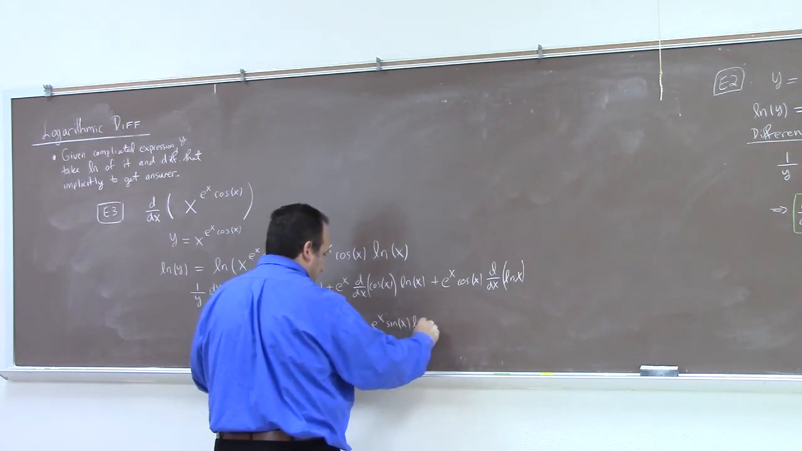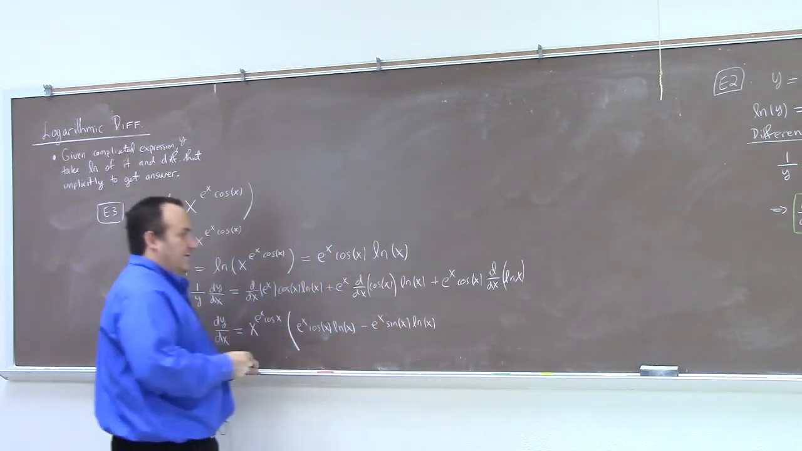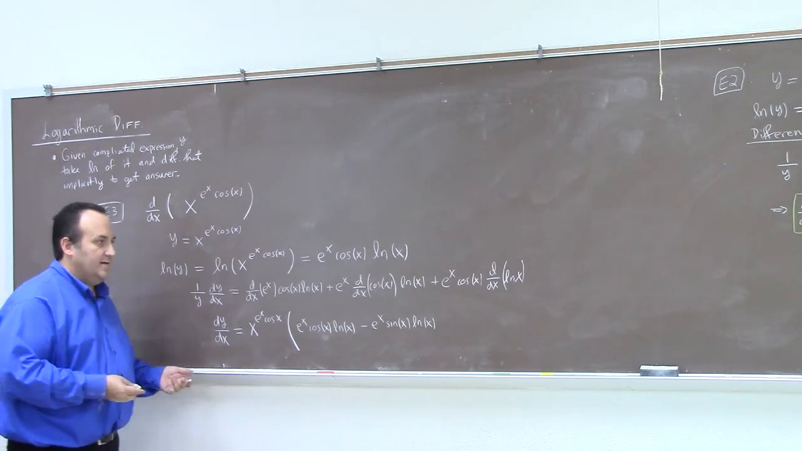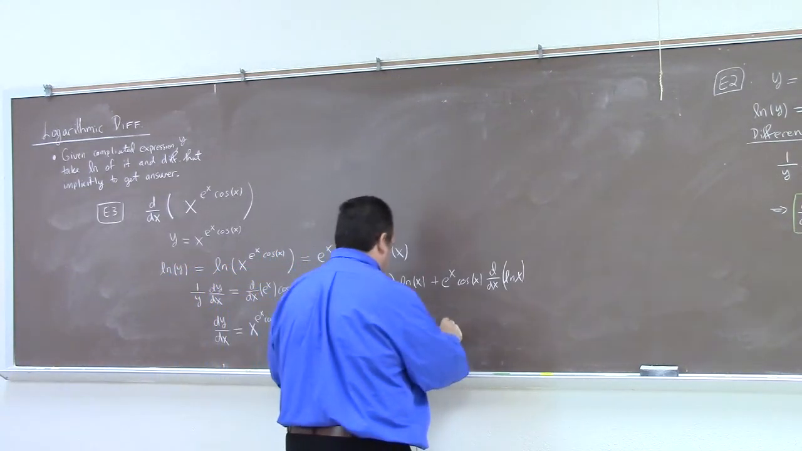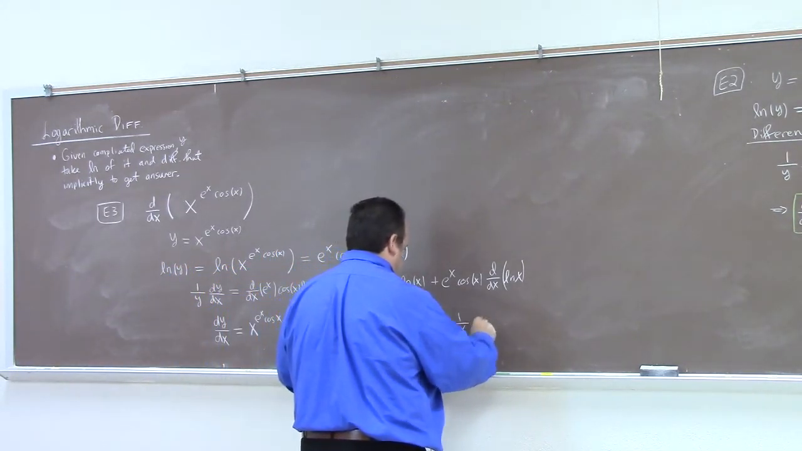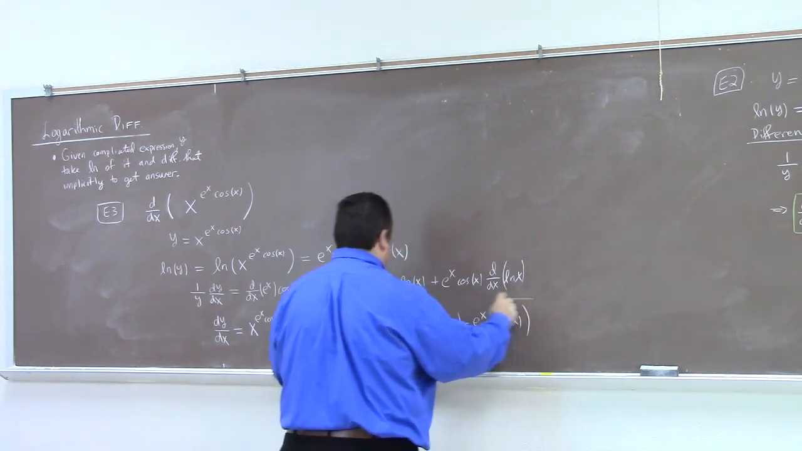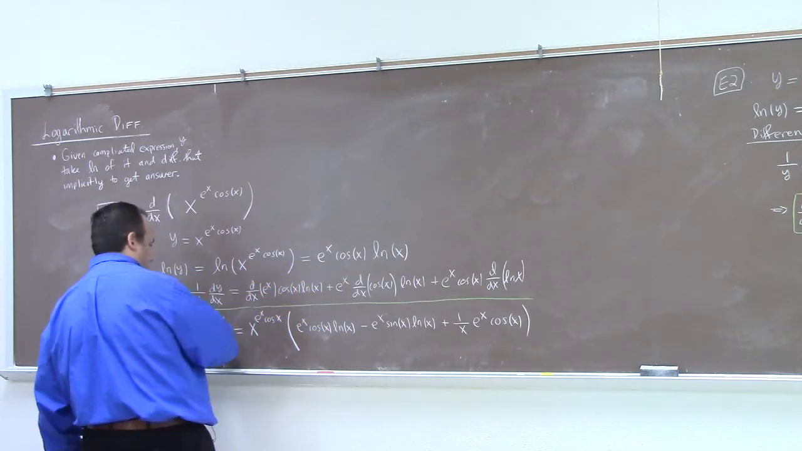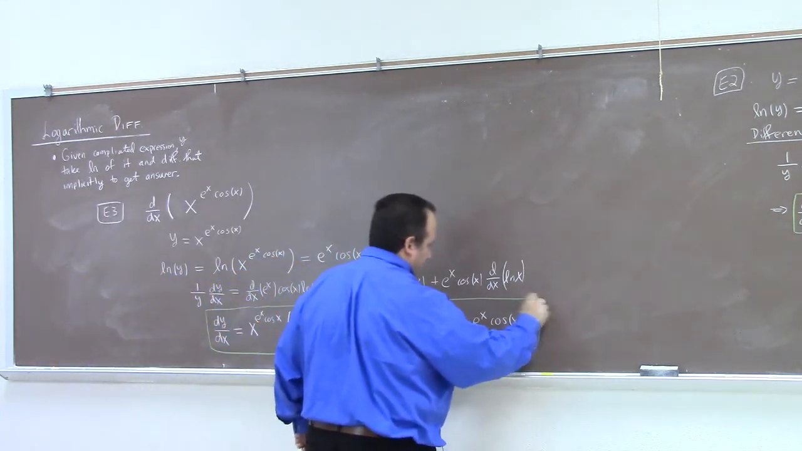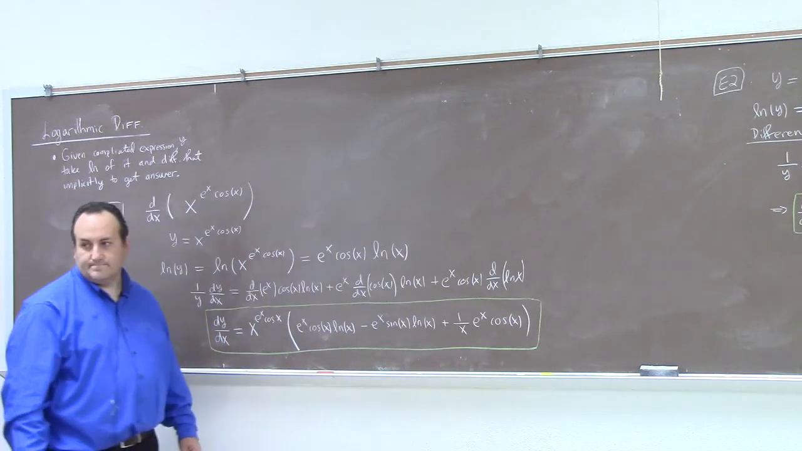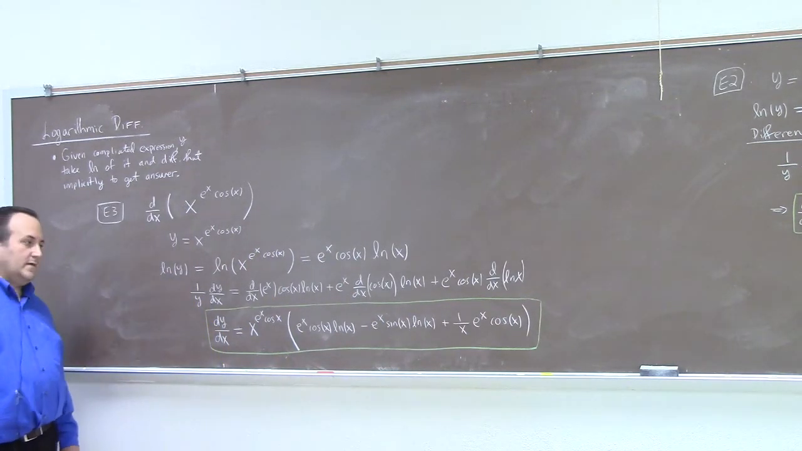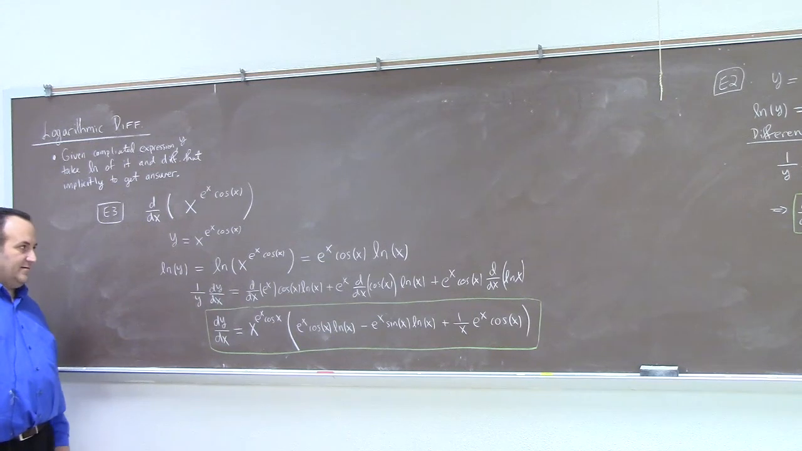log x. What's the derivative of log x? Derivative of log x is 1 over x, we learned today. So I get plus 1 over x times e to the x cosine x. And there you go. This is the derivative of this pesky function. So if you have to differentiate something like x to the something involving x, you use logarithmic differentiation. That'll cure what ails you.